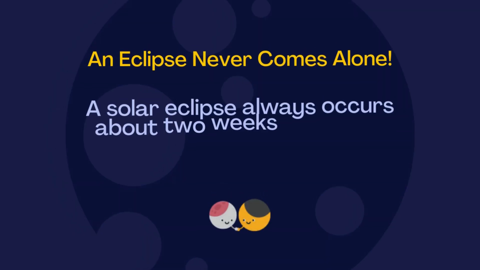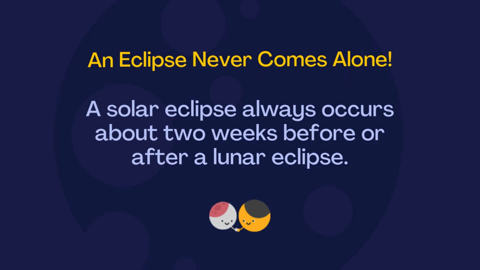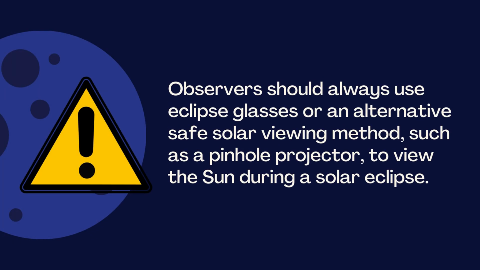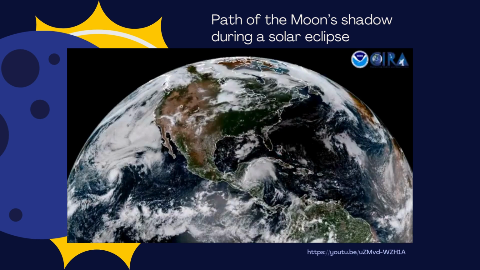An eclipse never comes alone. A solar eclipse always occurs about 2 weeks before or after a lunar eclipse. Observers should always use eclipse glasses or an alternative safe solar viewing method, such as a pinhole projector, to view the sun during a solar eclipse. This video shows the path of the moon's shadow during a solar eclipse.